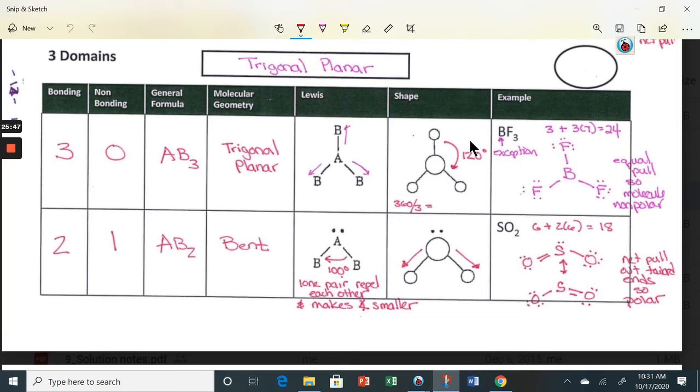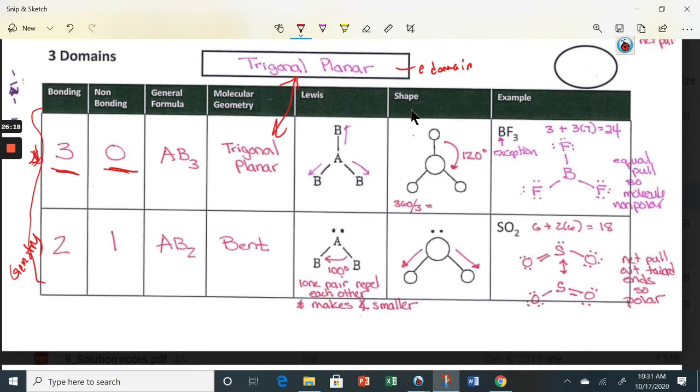So anyway, getting back to the matter at hand, we have 3 bonding pairs and 0 non-bonding, it's AB3, and we call it trigonal planar. The top line in every domain will be the same as the parent name. So remember, this is the electron domain, and then these are the actual geometry names.